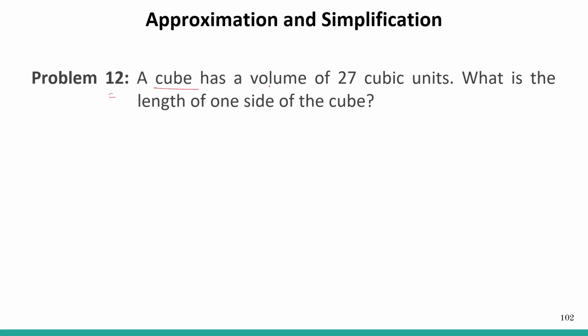A cube has a volume of 27 cubic units. So a cube is equal to 27. Let's factorize 27. So a cube is equal to what? Not 2, it is 3 cube, right? That is equal to 9 into 3. 9 is equal to 3 square. 3 square into 3 is equal to 3 cube. We can write it as this. This implies that a is equal to 3.